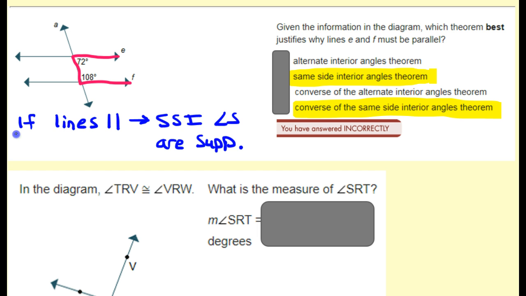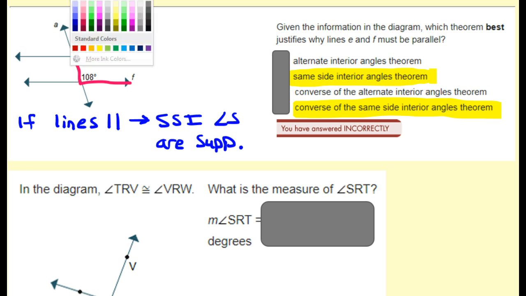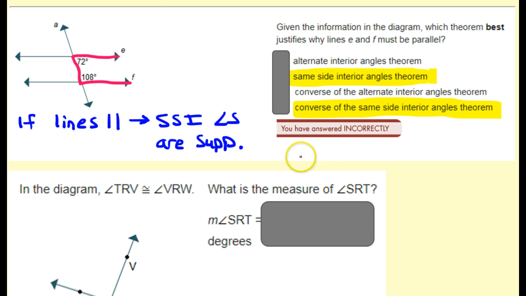Okay, so if the lines are parallel, then the angles are supplementary. The converse of this would say it the other way around. The converse would say, if same side interior angles are supplementary, then the lines are parallel.